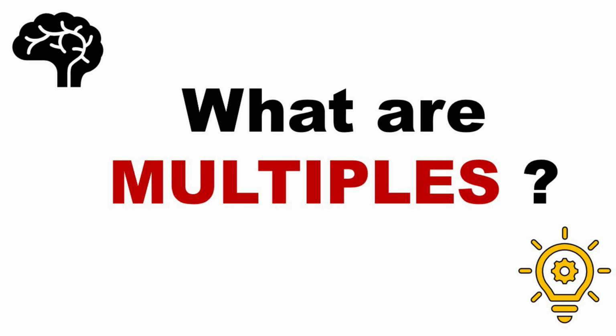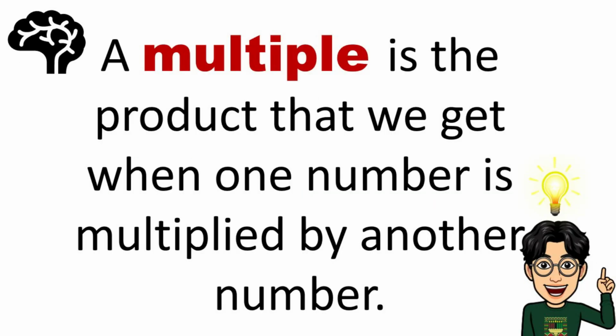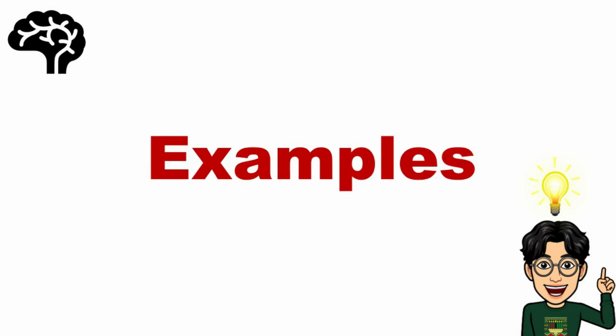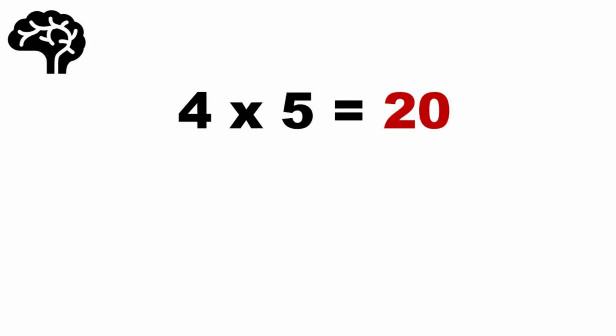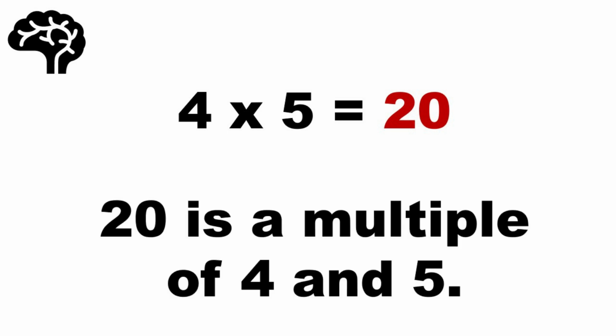What are multiples? A multiple is the product that we get when one number is multiplied by another number. Examples: we have 4 times 5 is equal to 20. 20 is a multiple of 4 and 5.